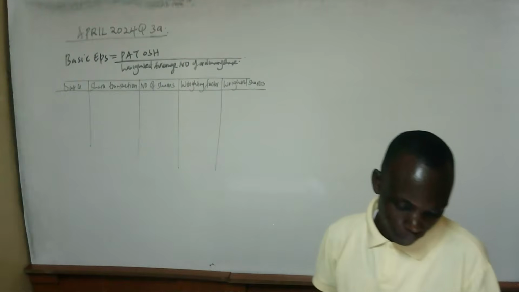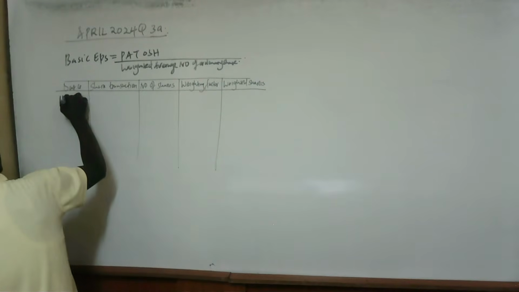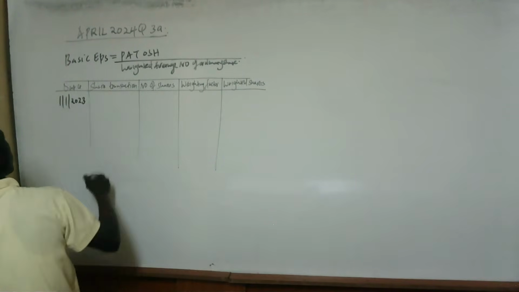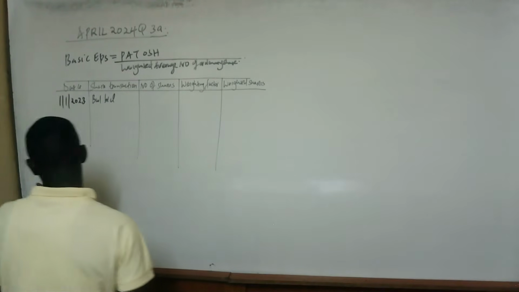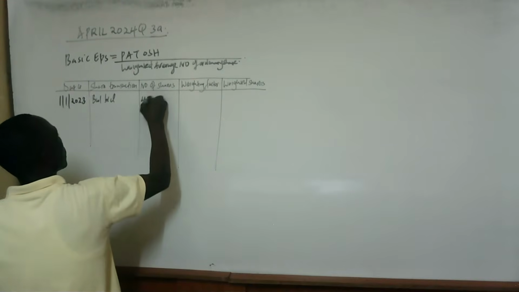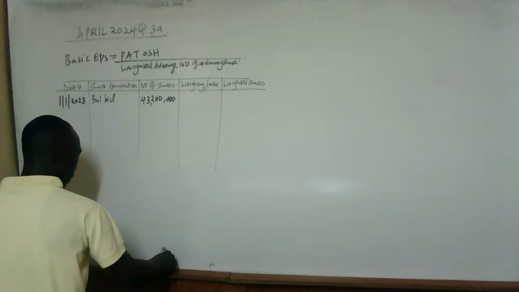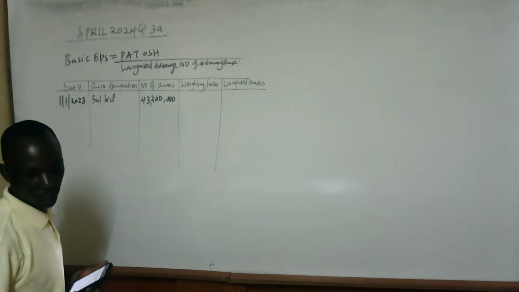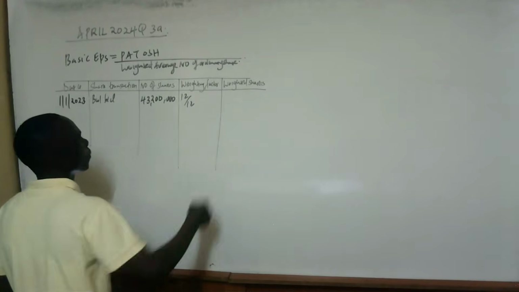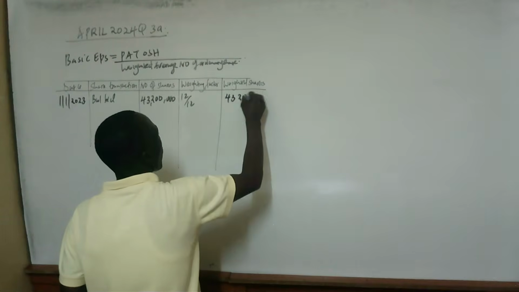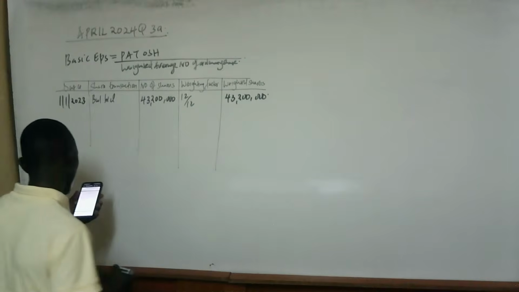And what are we told? We are told that on 1st January 2023, we had the balance brought down, and this balance brought down was how much? Tunza Limited had initially 43,200,000. And this one, we are going to weight for 12 out of 12. So therefore here we will have 43,200,000. Then from there, we go to the additional information.